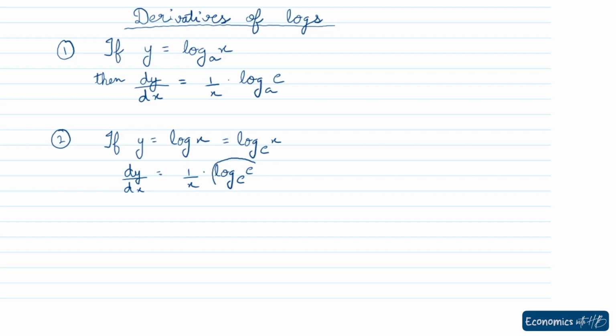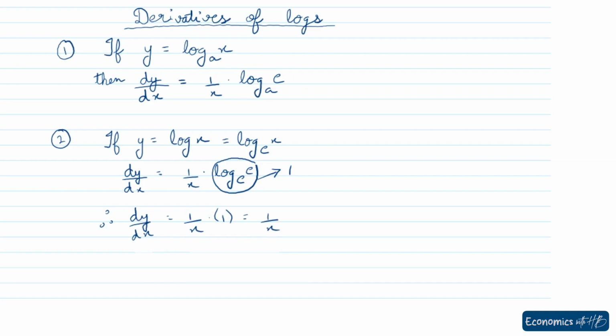Now what is log e to the base e? अभी हमने देखा था in properties of logs, it is 1. Log e to the base e is equal to 1. Therefore the equation becomes dy by dx is equal to 1 by x into 1. Log e to the base e की जगह हमने 1 लिख दिया. So simplifying it becomes 1 by x. dy by dx is equal to 1 by x. So if y is equal to log of x, dy by dx is equal to 1 by x. Simple.